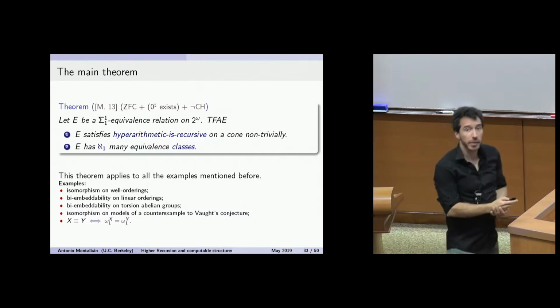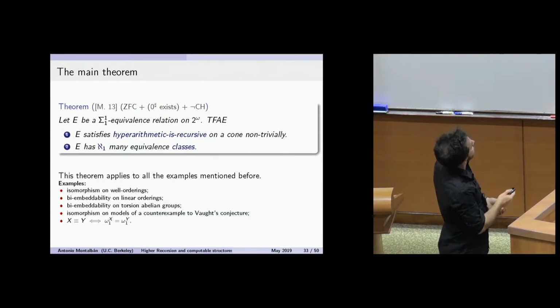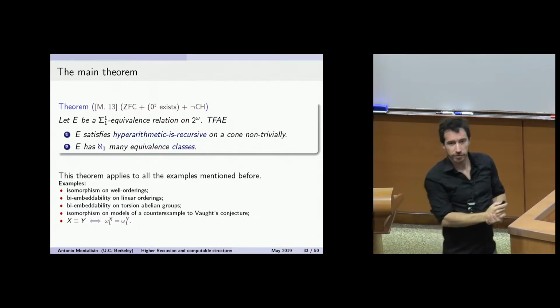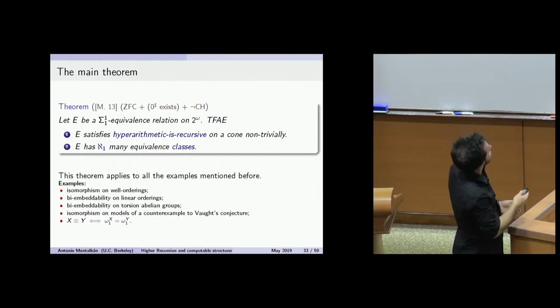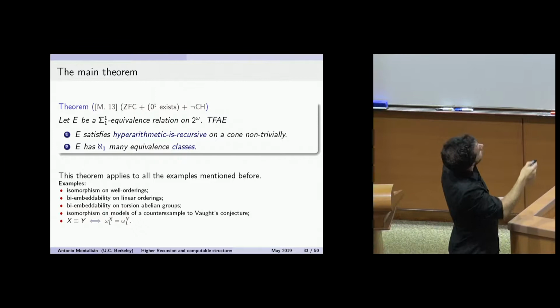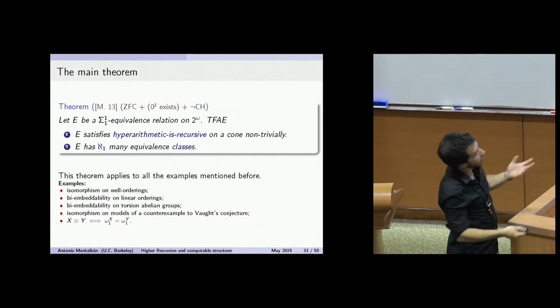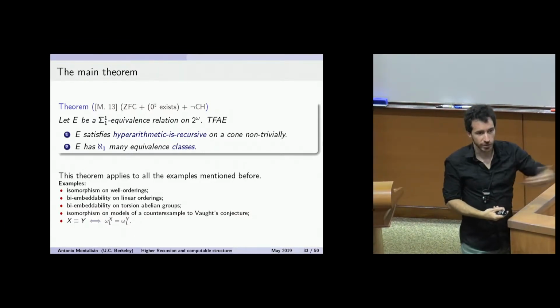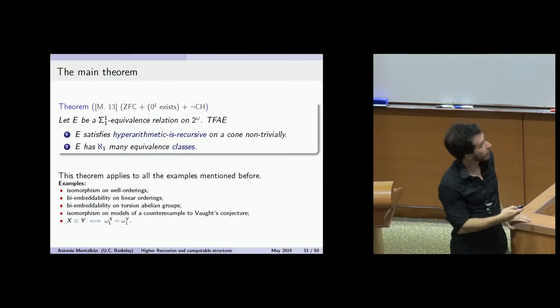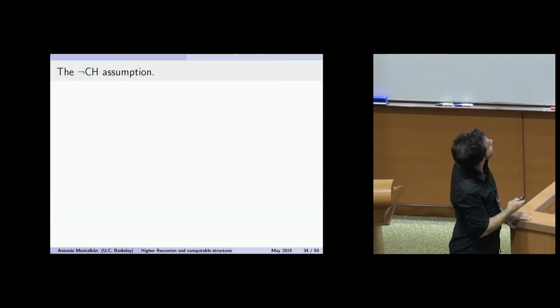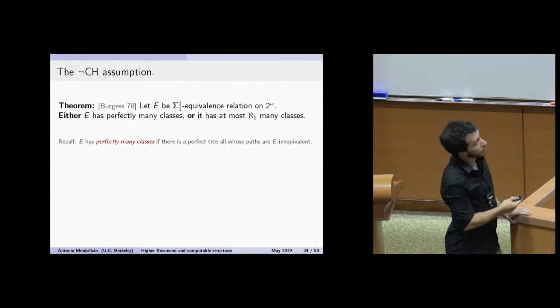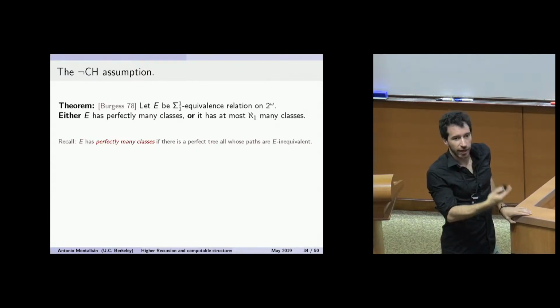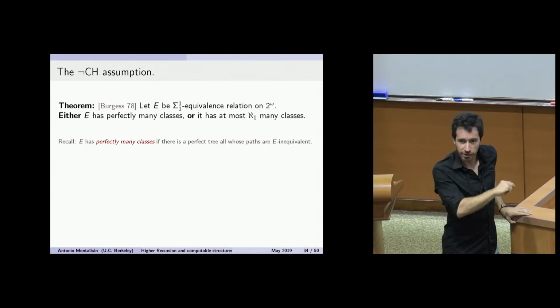So let me see how we're at time. Good. Let me just say a few words about those assumptions. So it needs 0 sharp and not CH, but they are there only to make the statements nicer to state. The not CH assumption was so that when I say Aleph-1, I don't mean continuum.